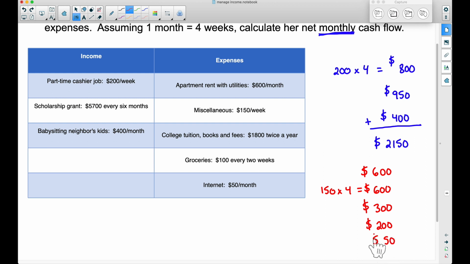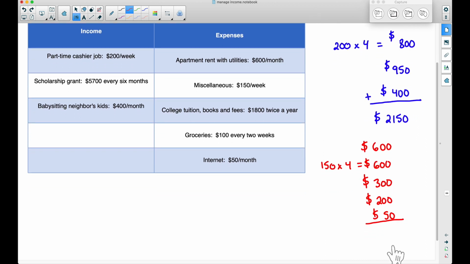And now we can add up all of her expenses, and then we'll have one additional step to calculate her net monthly cash flow. Finding the sum of these 5 values, her expenditures are $1,750. So based on her budget, she actually brings more money in, this $2,150 here, and she has less money going out, which is a plus.